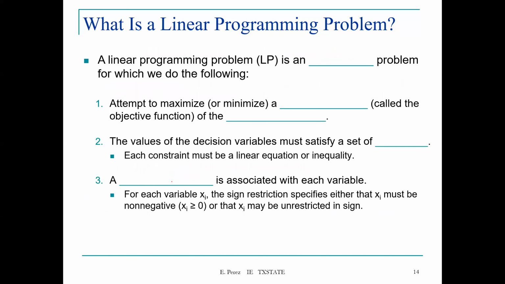A linear programming problem, LP, is an optimization problem for which we do the following. We attempt to maximize or minimize a linear function called the objective function of the decision variables. The values of the decision variables must satisfy a set of constraints, and each constraint must be a linear equation or inequality. A sign restriction is associated with each variable. For each variable xi, the sign restriction specifies either that xi must be non-negative, or xi greater or equal to 0, or that xi may be unrestricted in sign.